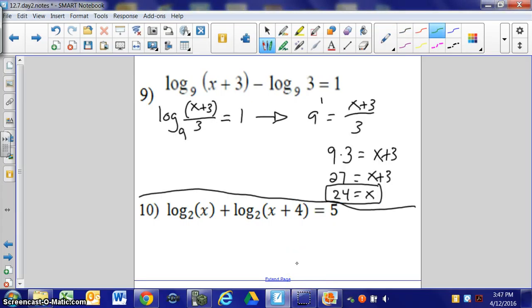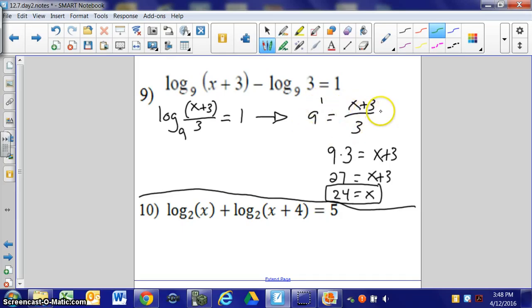I got x equals 24. What did you get? Hopefully it's the same thing. Alright, I converted subtraction into division, so I got log base 9 of x plus 3 divided by 3 equals 1. Converted to exponential form, 9 to the 1 equals x plus 3 over 3. 9 to the 1 is simply 9.